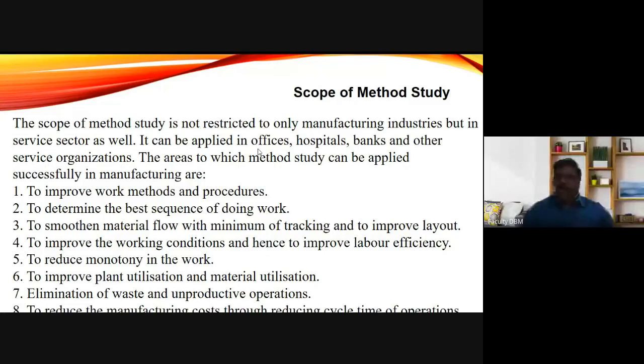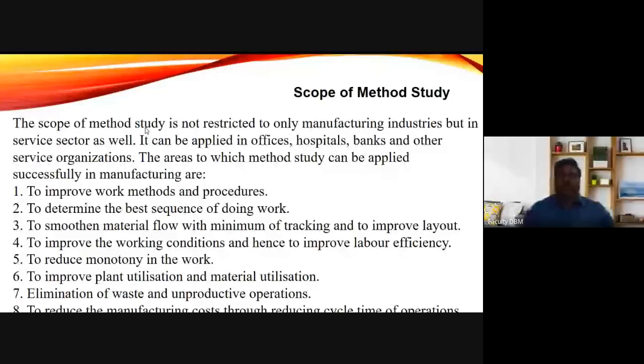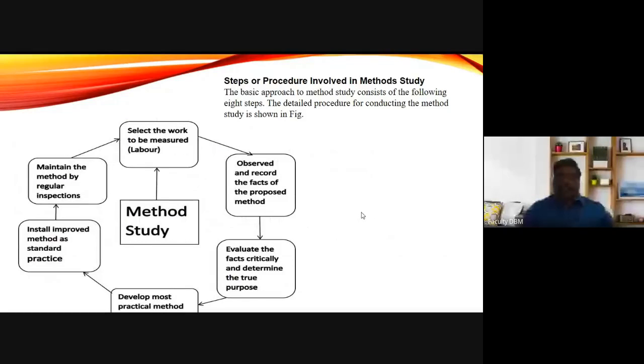So to smoothen material flow with a minimum of tracking and improve layout, to improve the working conditions and hence to improve labor efficiency, to reduce monotony in the work, to improve plant utilization and material utilization, elimination of waste and unproductive operations, to reduce the manufacturing cost through reducing the cycle time of operations. So this is the scope and it can be applied in all offices, hospitals, banks, and other service organizations. So now the steps, the procedures involved in method study. We will see one.